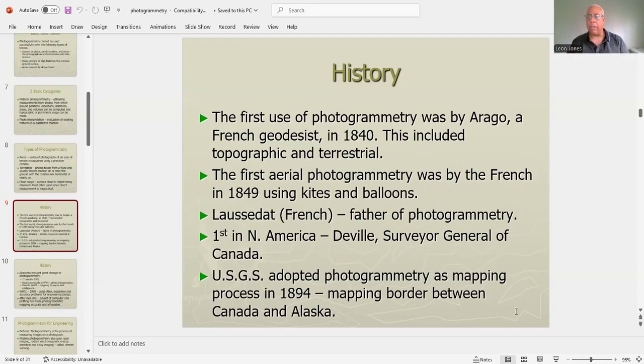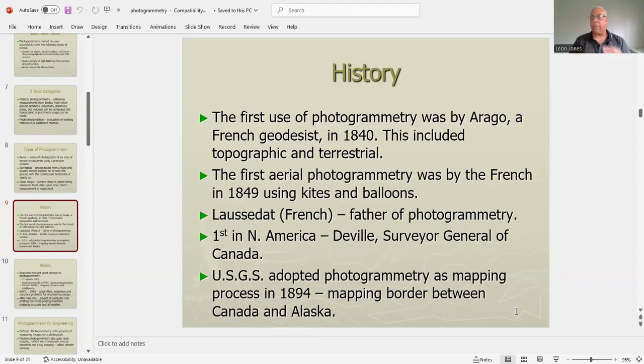When I say American, I shouldn't say the United States, I should say North America, because North America consists of Mexico, Greenland, Canada, and the United States. So we're going to say the first North American was DeVille. He was the Surveyor General of Canada. And then USGS adopted photogrammetry as mapping in 1894. The mapping was between Canada and Alaska.